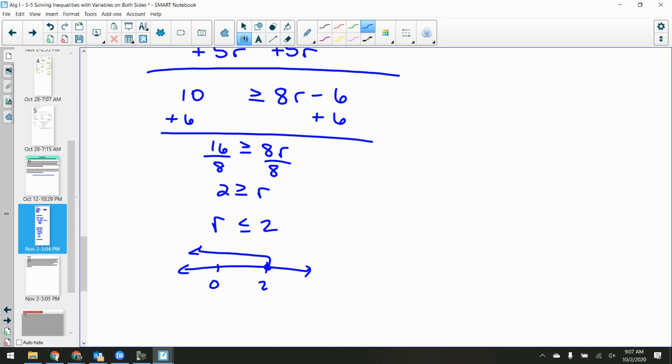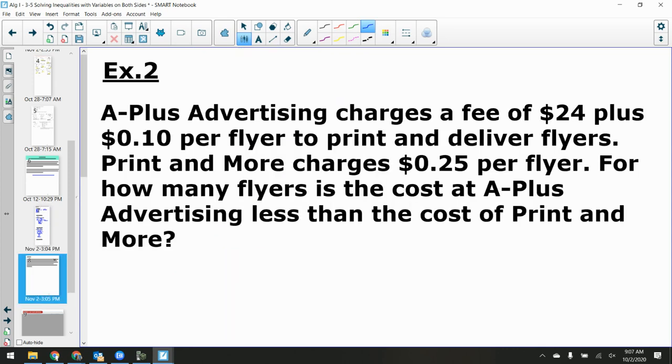All right, so let's do a word problem. A Plus Advertising charges a fee of $24 plus 10 cents per flyer that it prints and delivers. Print and More charges just 25 cents per flyer. So I've got these two places. The first copy place is a $24 flat fee, but then they charge only 10 cents per flyer. So a really small fee per flyer, but they have an upfront charge of $24. The second place has a little bit larger per flyer fee, 25 cents, a quarter per flyer, but they don't charge you any upfront. So if you're going to get like 5 flyers, are you going to go to A Plus or Print and More? Print and More, obviously, because it's going to be cheaper. You don't have to pay the 24 bucks up front if you just want that little amount.